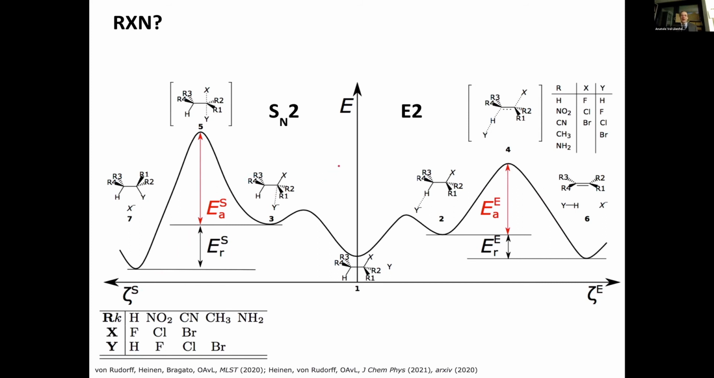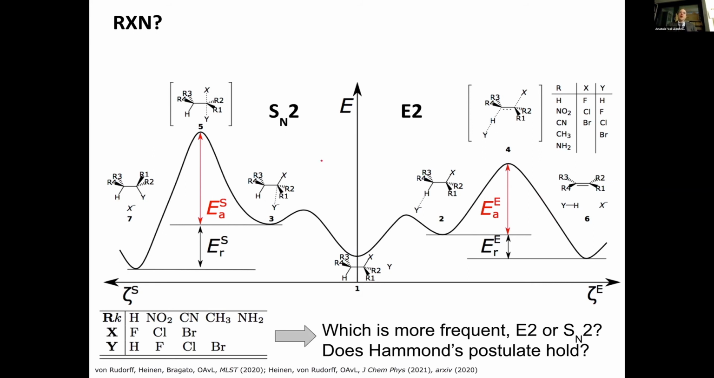And we now varied the substituents R1 to R4 in order to generate a large chemical compound space. In total, there are something like 15,000 possible reactants, but unfortunately, the transition state search only converged for a smaller set of them. So we wanted to see if we can use machine learning to complete the set and to answer questions. For example, what is more frequent? Is it elimination or substitution in chemical compound space?